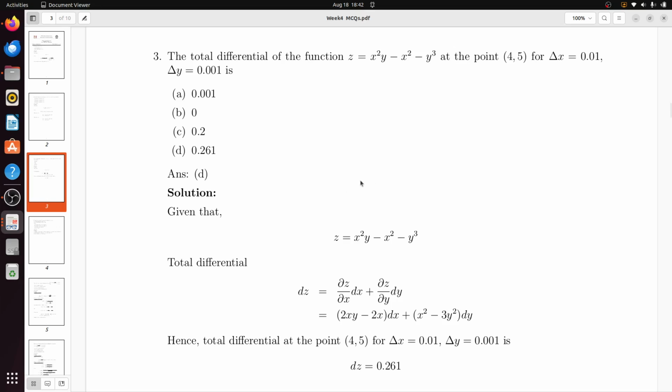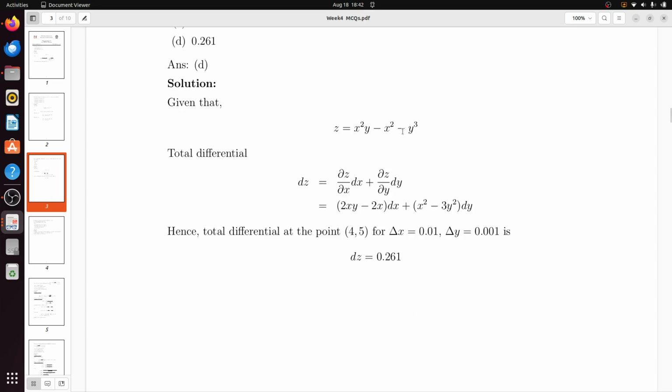Now z, here it is a function of two variables. So how to determine the total differential? The total differential dz, the expression is dou z dou x into delta x plus dou z dou y into delta y, right? Okay, so how to determine it? So the total differential is dz equal to dou z dou x dx plus dou z dou y dy.